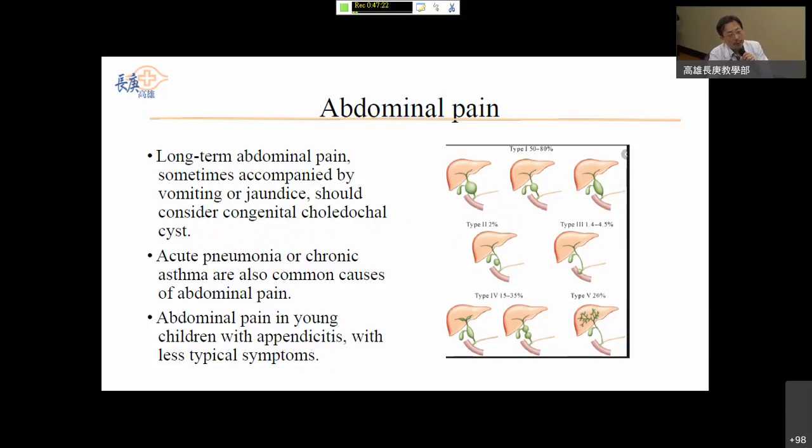For abdominal pain, besides problems with the GI tract, keep in mind there is always a possibility of pneumonia, okay? Pneumonia or asthma, respiratory disease might cause abdominal pain, especially when pleural effusion accumulates on the diaphragm, okay? It will stimulate the diaphragm and that's why it causes abdominal pain, okay?